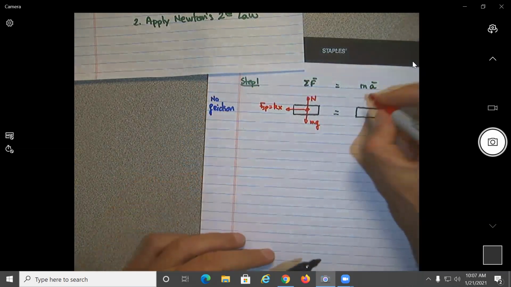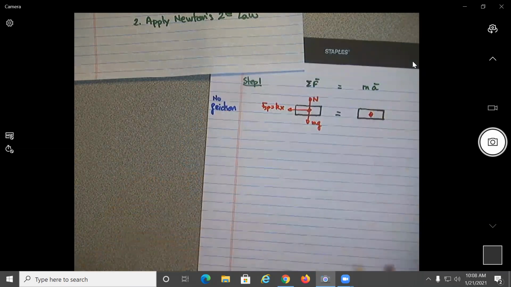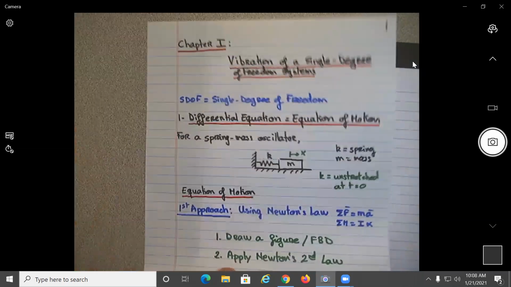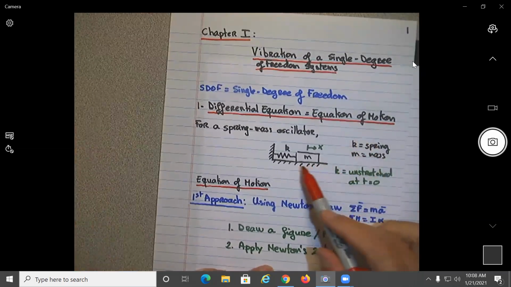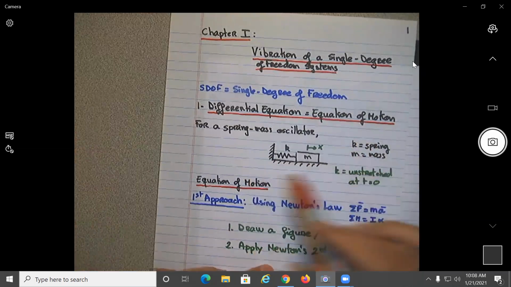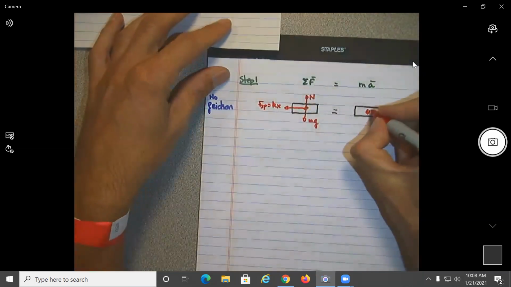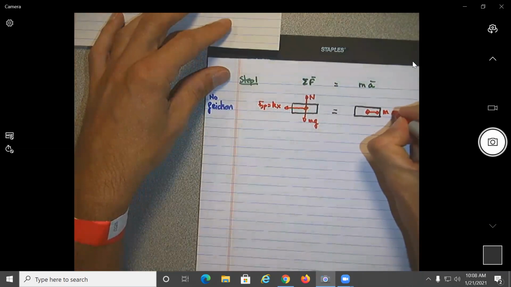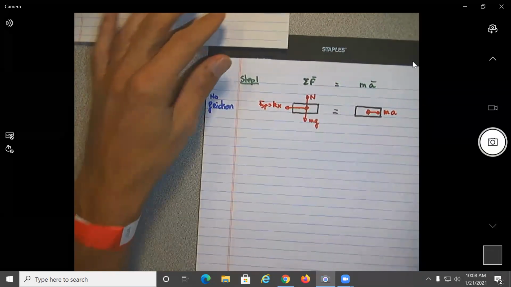Now, what will be the inertia effect? What is the only way that this is going to move? It can only move right and left, no? So we have here a term, which would be MA.